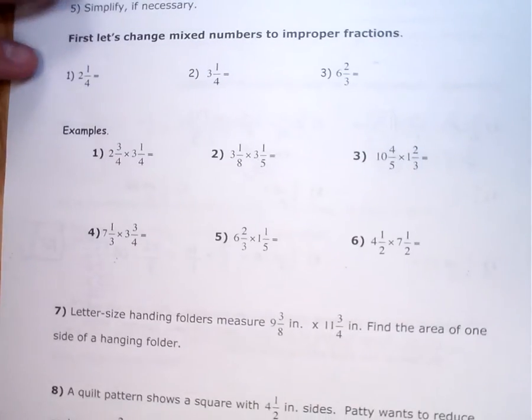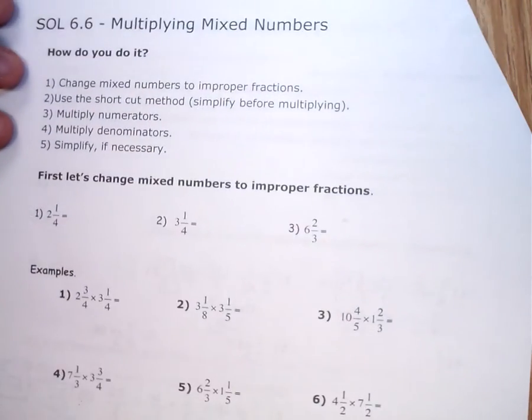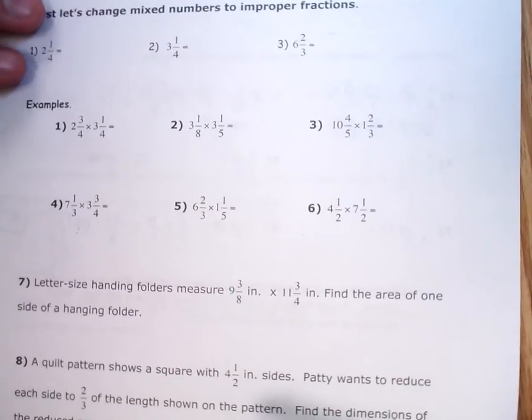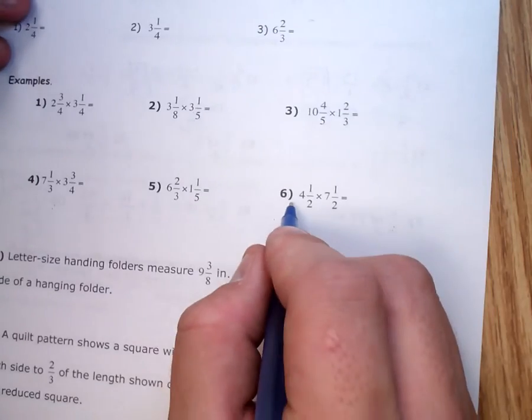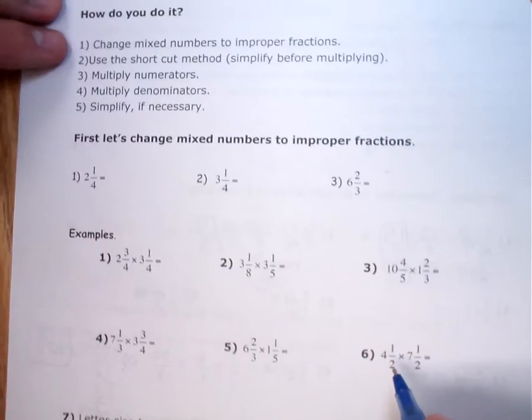On the rest of these, I'm only going to work 1 for now. I'll come back and do more later. This is multiplying mixed numbers. I'll go ahead and take a difficult one. We got number 6 down here. It says, how do you do it? Change mixed numbers to improper fractions.